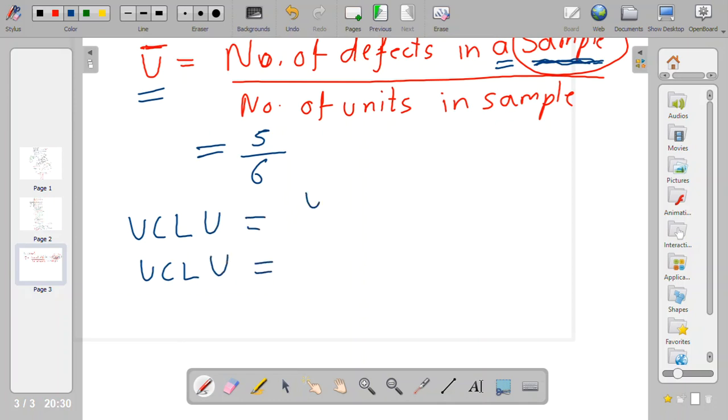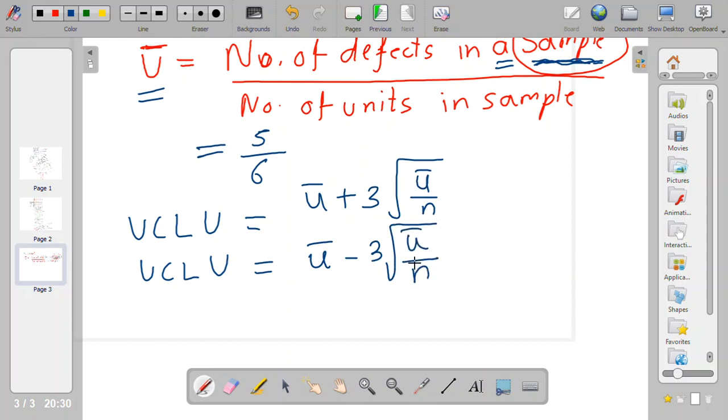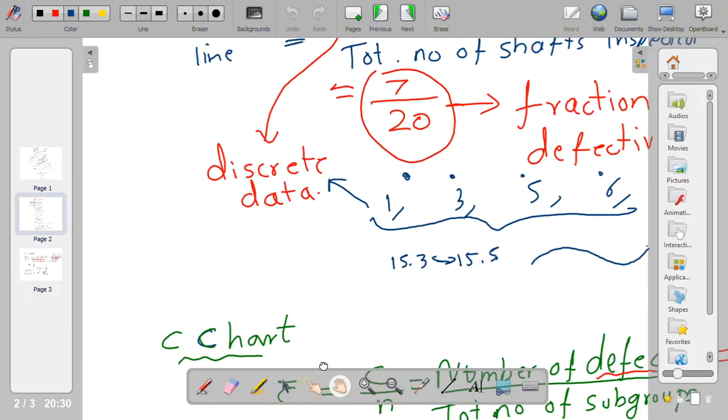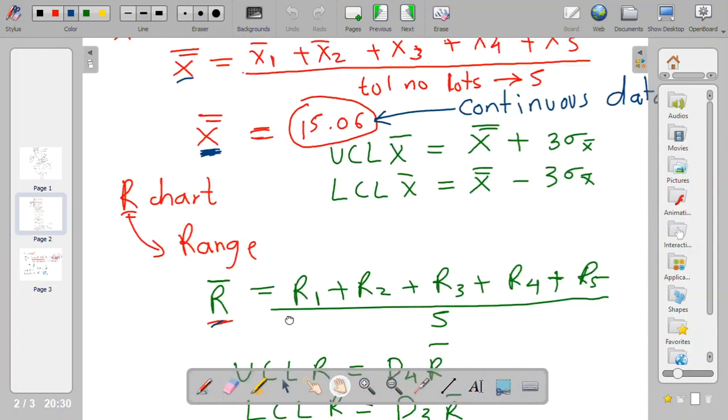The formula is this: u bar plus 3 into square root of u bar divided by n, and u bar minus 3 into square root of u bar divided by n. What is n? Don't get confused between small n and capital N, otherwise full 6 marks will go.